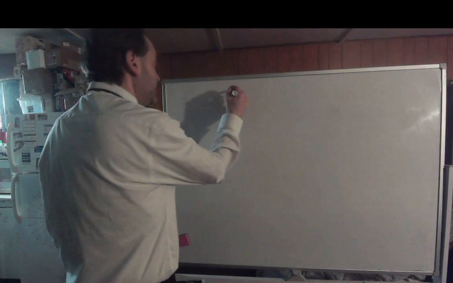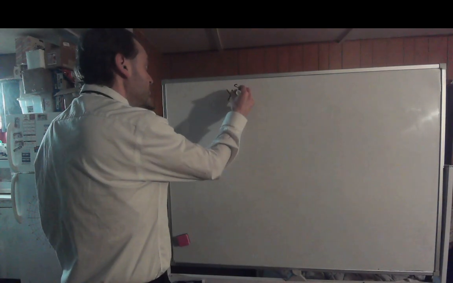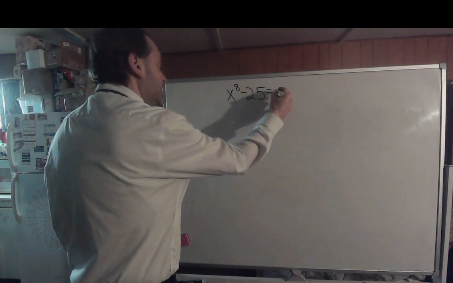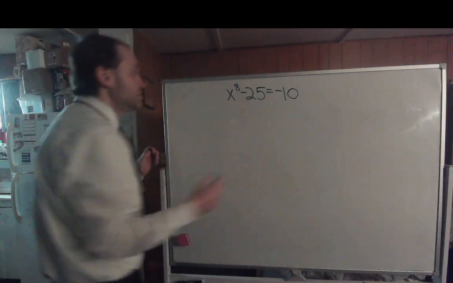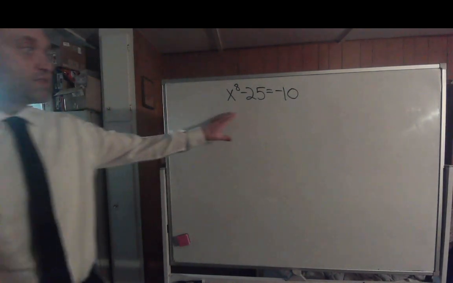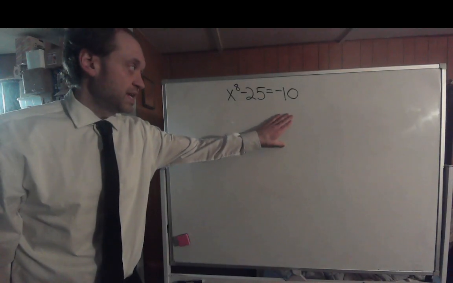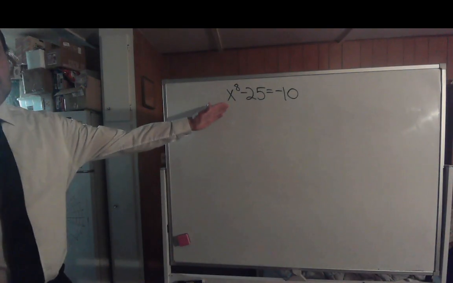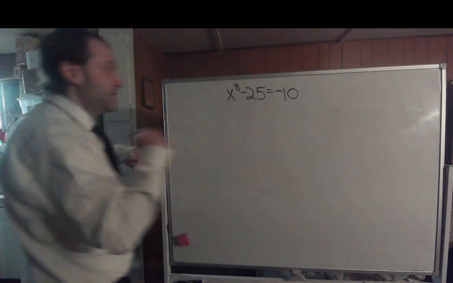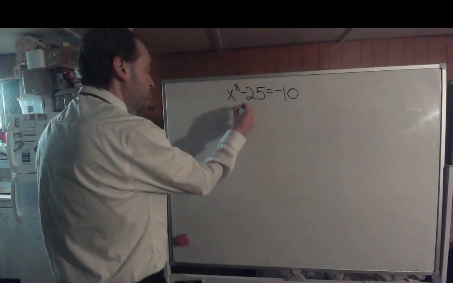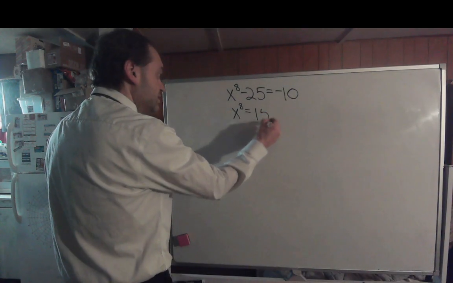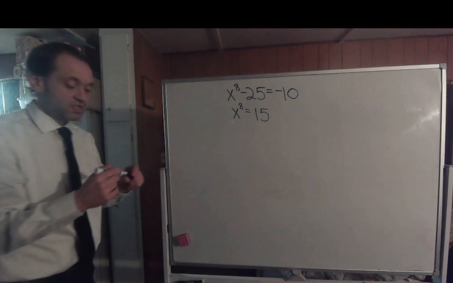All right, let's see. x to the 8th minus 25 equals negative 10. So we've been given x to the 8th minus 25 equals negative 10. Well, we want to get the x to the 8th by itself, so add 25 to both sides. So you would end up with x to the 8th equals 15.